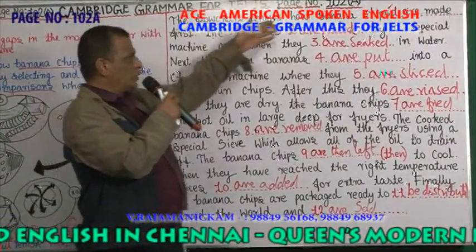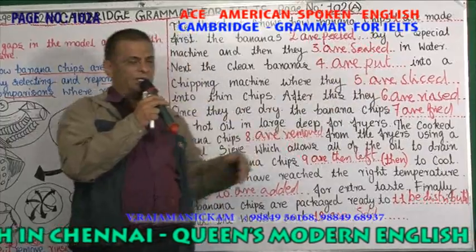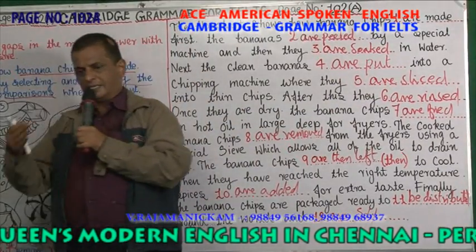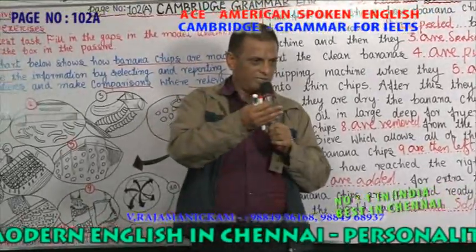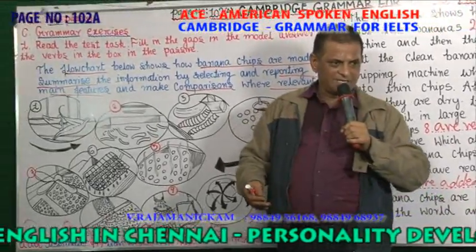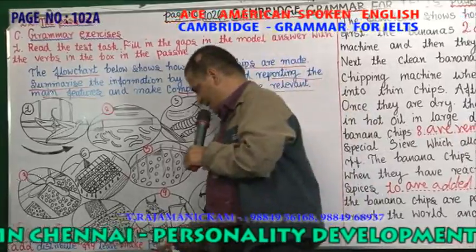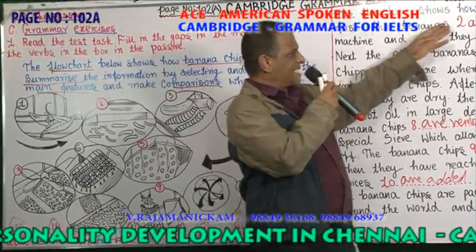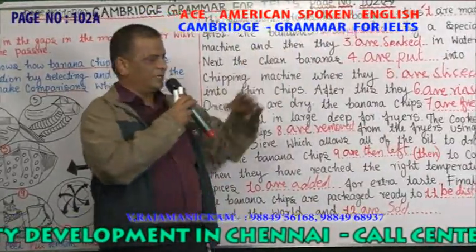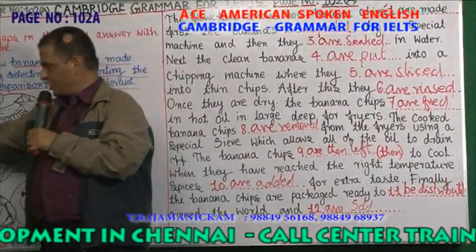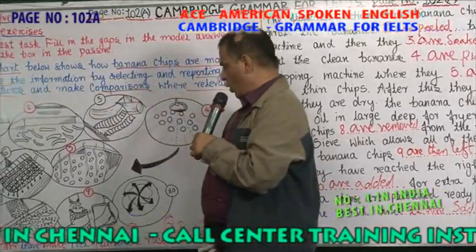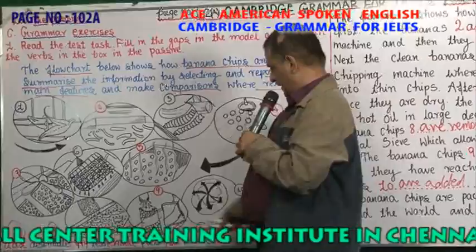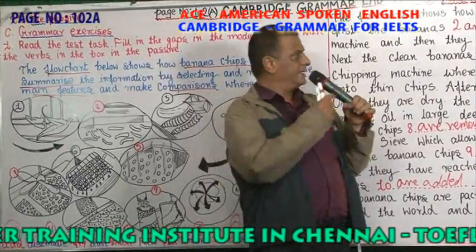So the flow chart shows how banana chips are made. First, எப்படி வாழைப்பழ நேந்திர வத்தல்கள் செய்யப்பட்டது? ஃபர்ஸ்ட் வந்து மேட் என்று போட்டு விடுகிறோம். The bananas are peeled by a special machine. வாழைப்பழம் ஸ்பெஷலான மெஷினை வைத்து அதனுடைய தோல் உரிக்கப்படுகிறது. ஸோ பீல்.